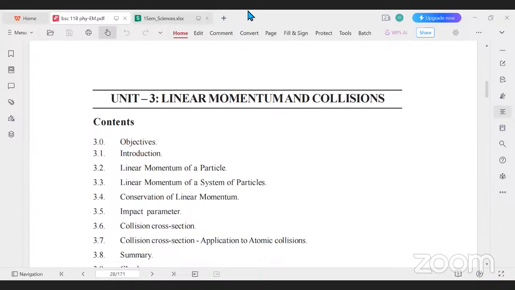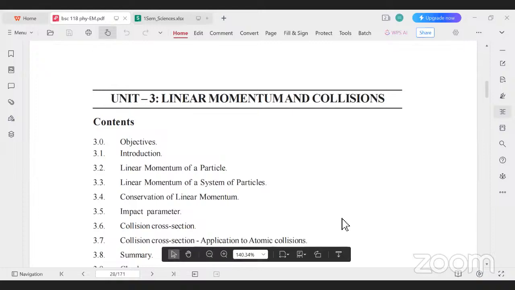Linear momentum is nothing but moving from one place to another place. So why do we call it linear? It is a vector quantity and the product of the mass of an object and its velocity v. The body's momentum is always in the same direction as its velocity vector. So we are going to find the velocity vector and collisions.